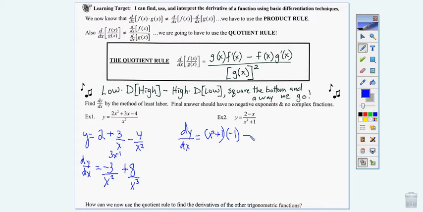And then we have minus the function, which is the numerator, correct? So we have simply 2 minus x, and then times the derivative of the denominator, which is 2x. All over, square the bottom, and away we go. So that would be x squared plus 1 squared. Okay, so what is that equivalent to?